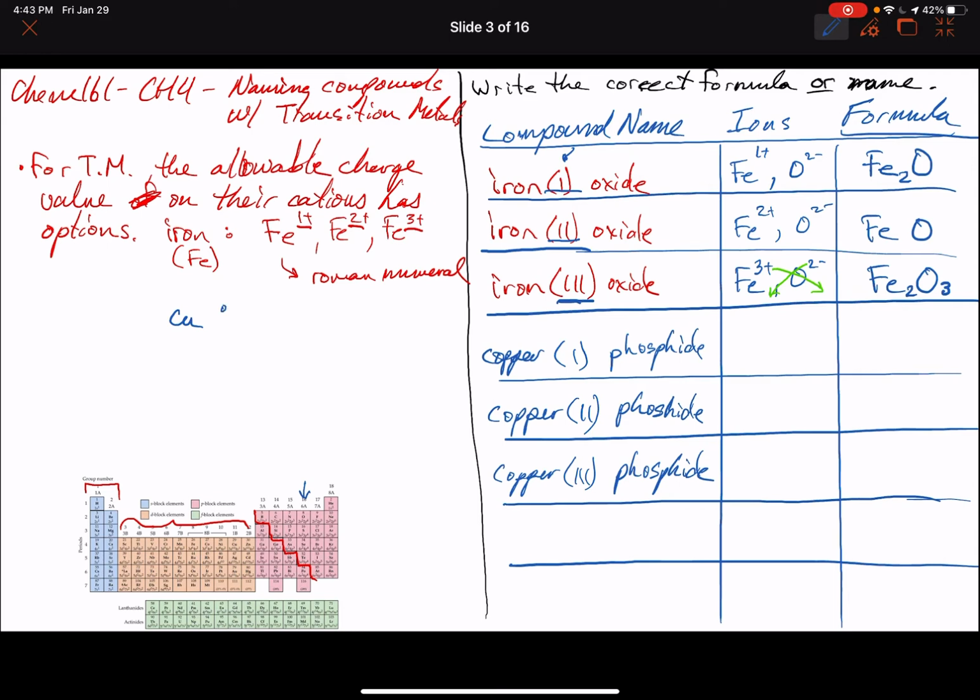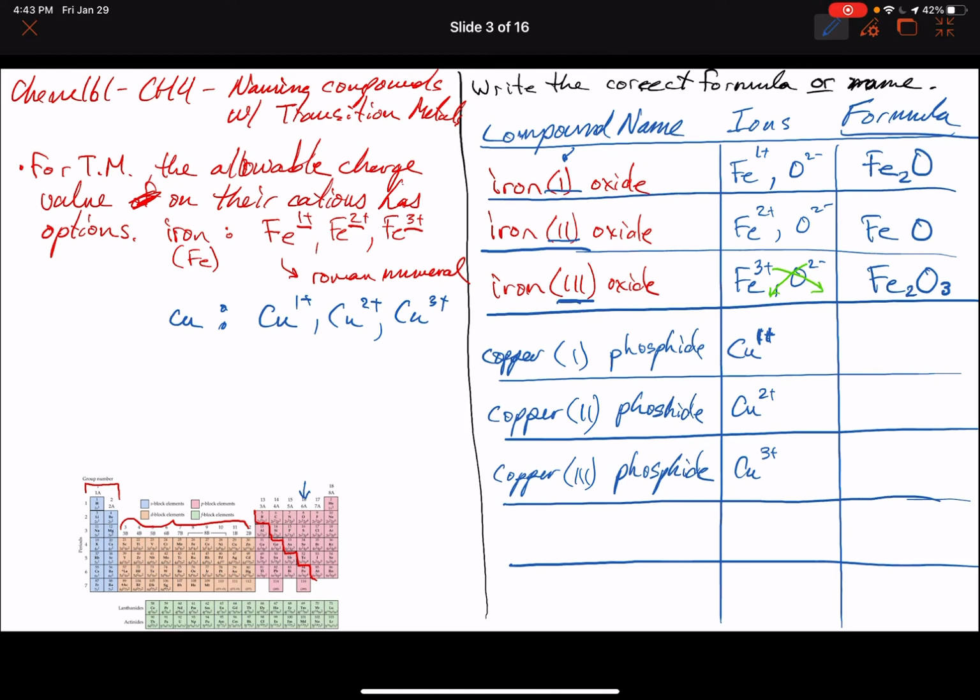Okay, so we saw in this case what we deduced by the Roman numerals is that copper can be 1 plus, 2 plus, and 3 plus, and this is going to have impact on the subscripts in our formula ultimately. So copper 1 plus is what we have in the first case, 1 plus. Copper 2 plus is the next one. Copper 3 plus is the last example.